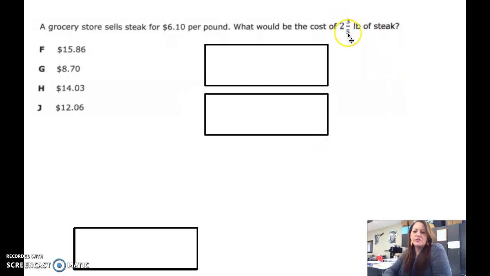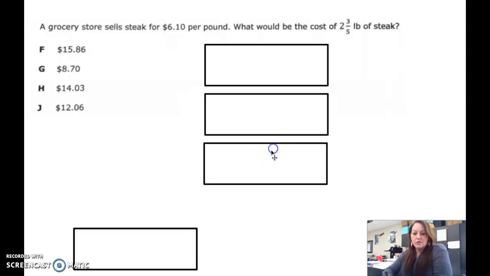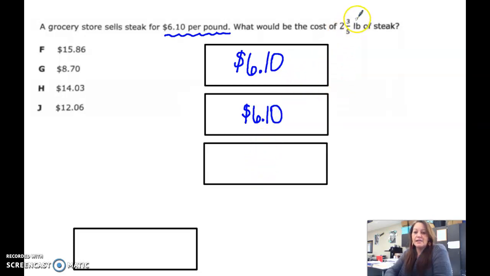Now, in order to represent the 3/5, I'm going to need another bar or another rectangle or another strip, whatever name you want to call it. All right, so now I've kind of represented my 2 3/5. So I know that the first pound is going to be $6.10. So I'm going to write that number right there, because it's $6.10 per pound. So for each pound, I'm going to write $6.10. Now, on this last one, I've represented my 2 pounds of steak.